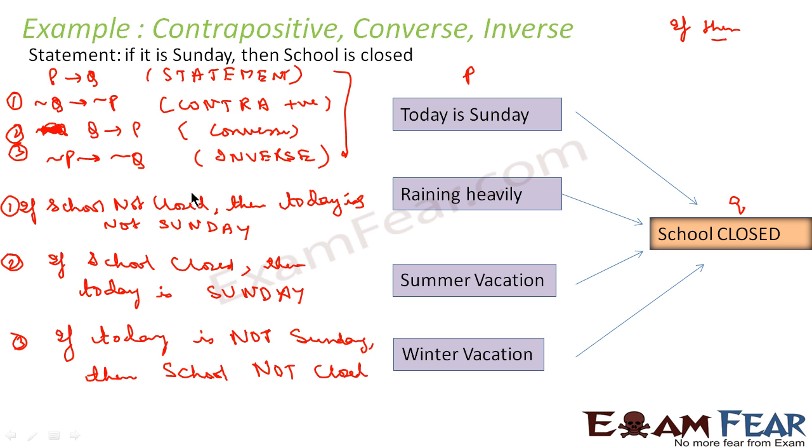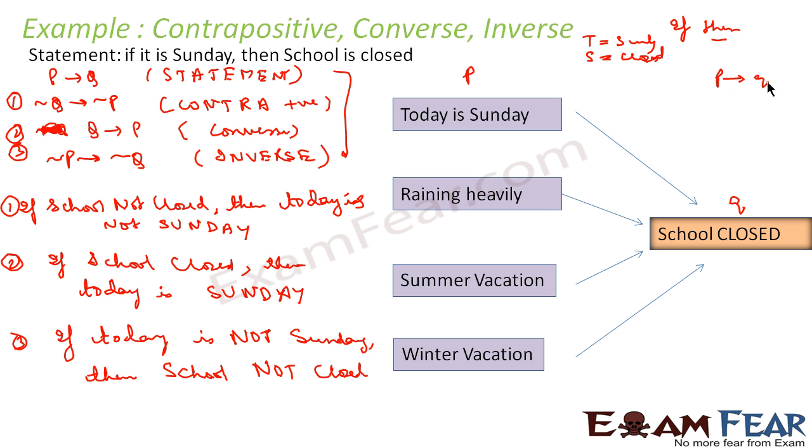Also, I'll show you that if the statement is true, the contrapositive is true. If the statement is false, the contrapositive is false. And similarly for these two. So let's assume today is Sunday. Then this statement is true: today is Sunday and school is closed. If you see the contrapositive, if school is not closed, then today is not Sunday. So let's suppose today is Sunday and school is closed. If today is Sunday and school is closed, our statement is true.